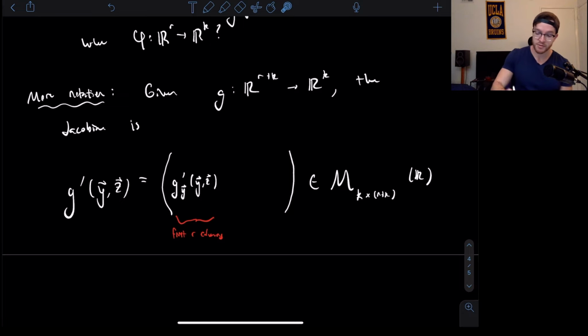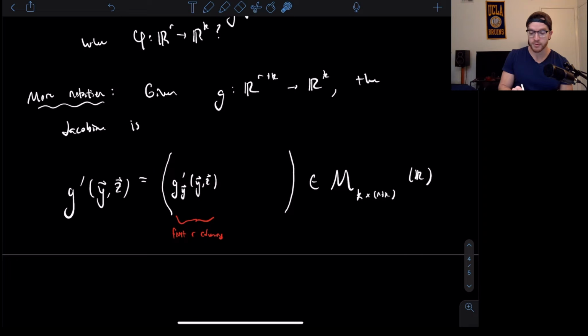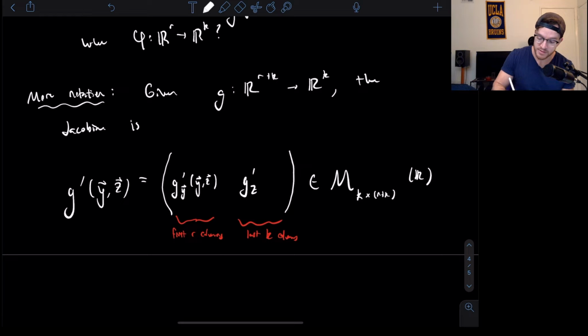So by definition, when I write g prime sub y, I'm referring to the part of the Jacobian matrix of g corresponding to the first r columns. In other words, corresponding to all the derivatives only with respect to the y variables. Likewise, for the last k columns, the notation I will use to refer to this submatrix is, unsurprisingly, g prime sub z.